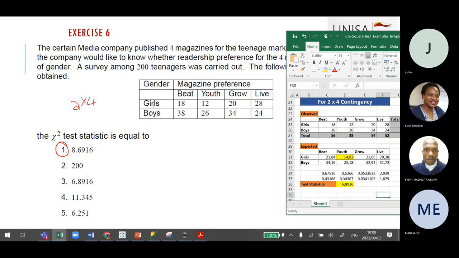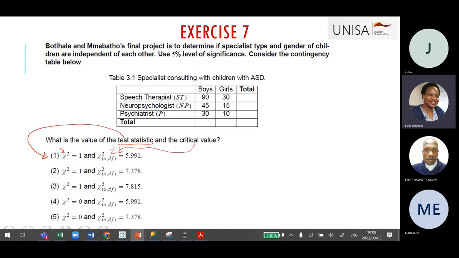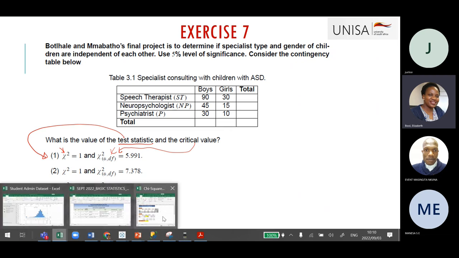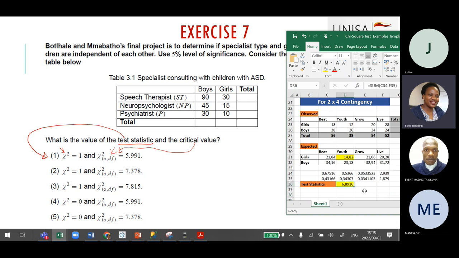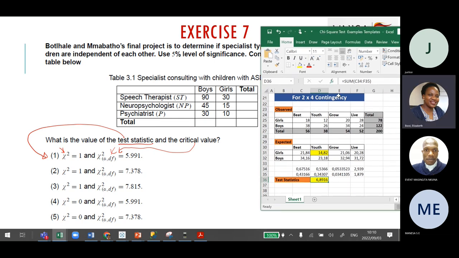So let's go to our next question, which is exercise 7. The first thing you need to tell me is which template to use, because you can see they don't have the totals, and they're asking you to calculate the test statistic, and we're going to do the critical value. But in order for us to calculate the test statistic, which is the end product of completing the template, which contingency table are we using? We need a 3x2. So let's go find the 3x2.